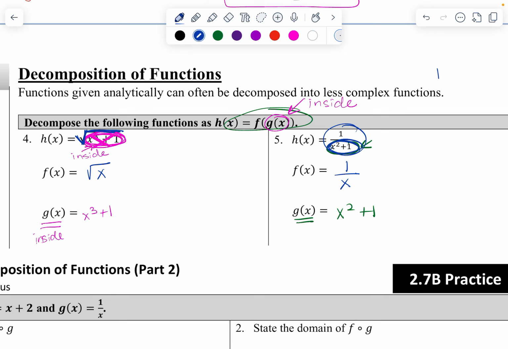Okay, just a quick little note: for decomposition of functions, we never use the identity function, because it doesn't decompose, it stays the same.